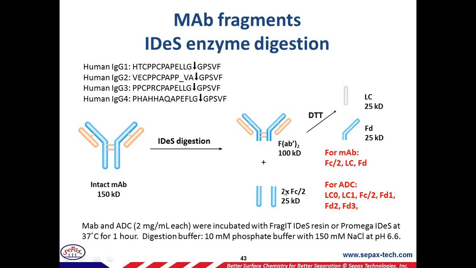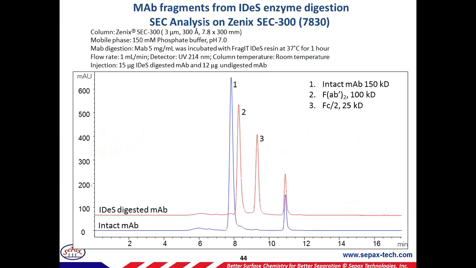So for ADCs, in the case of cysteine conjugates, this portion is not conjugated, so only this portion is conjugated with the drugs. So it's actually simplifying your molecule and giving you less of a headache for the mass spec. In this case, we have tried the Fabricator IdeS resin, and also the Promega liquid IdeS. Both products worked really well. The digestion buffer is just neutral, 10 millimolar phosphate with 150 millimolar sodium chloride at a pH of 6.6.